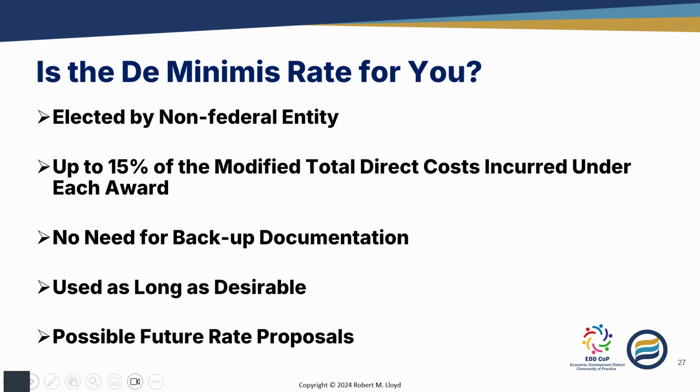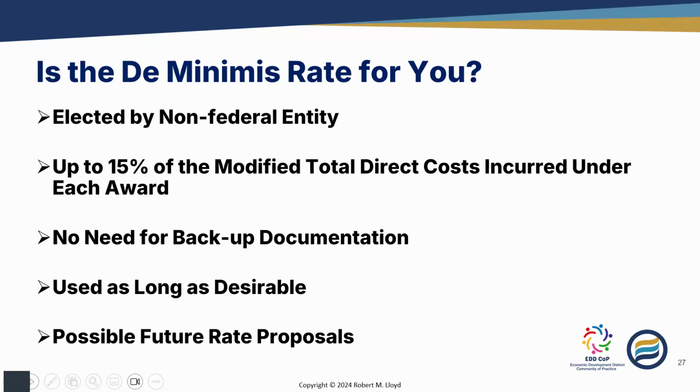So none of the things that are involved with the steps I just went through would be expected to be carried out. And the de minimis rate can be used as long as it's desired by the applicable non-federal entity. However, at any time, that organization can decide they want to develop a plan and a rate proposal and go forward in another path. Once that's done, then they are essentially stepping away from the ability to use the de minimis rate.